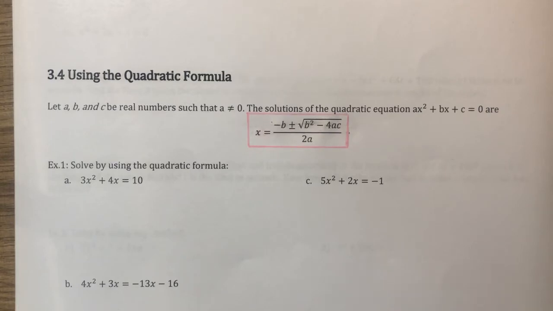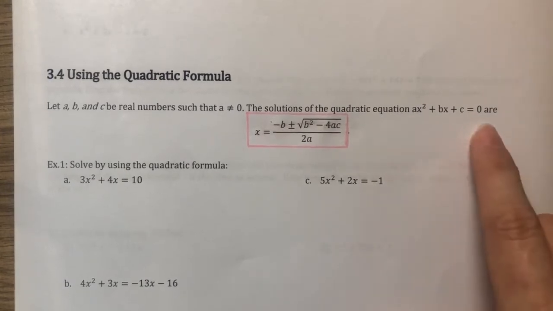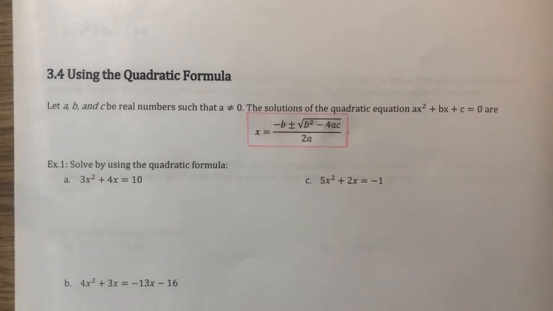So for example 1, it says solve by using the quadratic formula. If you remember from Algebra 1, solving by quadratic formula is just a lot of plugging in numbers and simplifying. But in order to figure out what a, b, and c are, you need your quadratic to be in standard form. So ax squared plus bx plus c equals 0 is standard form. Everything should be on one side of the equal sign, and it should be equal to 0.